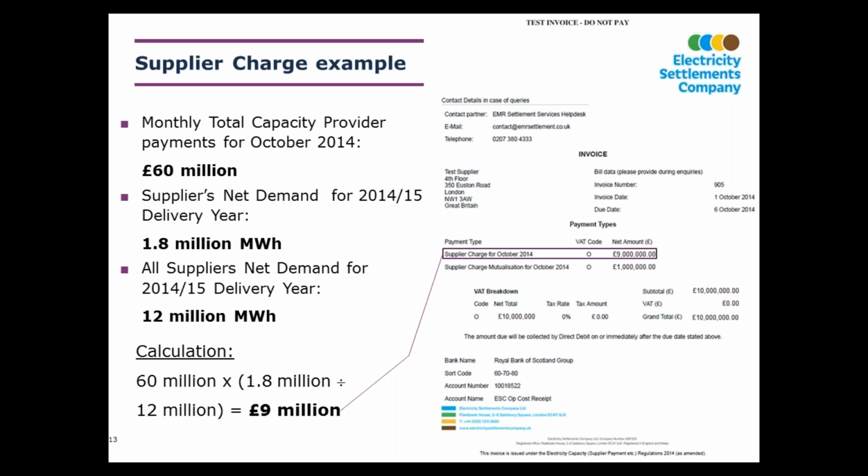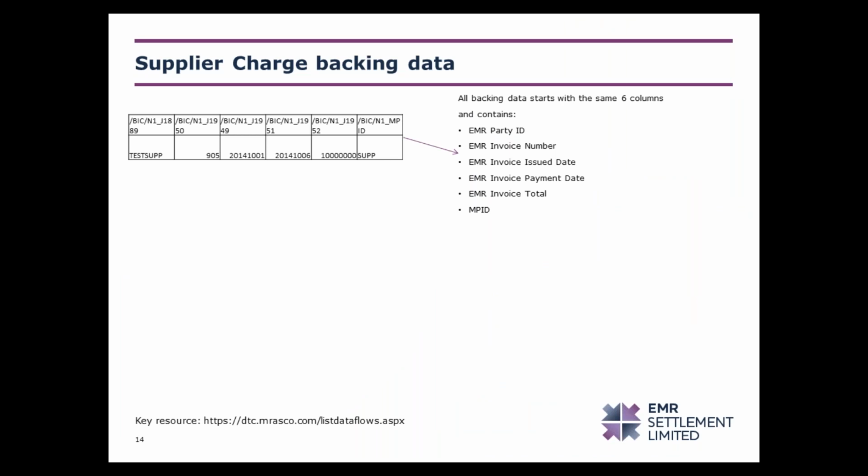So obviously the invoice doesn't show those calculations on the left-hand side, but you do receive backing data. So let's have a look at the backing data. All backing data starts with the same 6 columns and contains the EMR party ID, the invoice number, the invoice issue date, the payment date, the total, and your MPID.